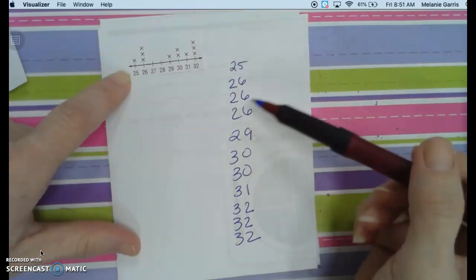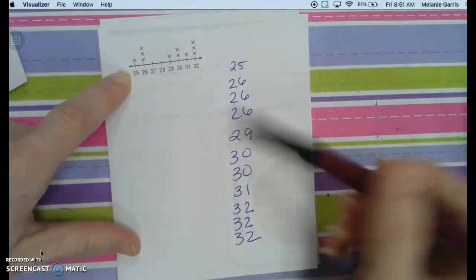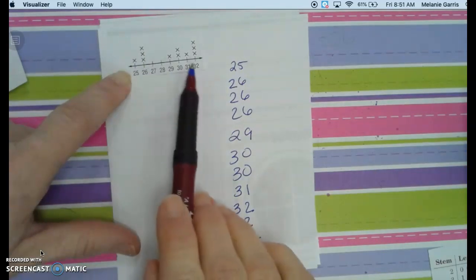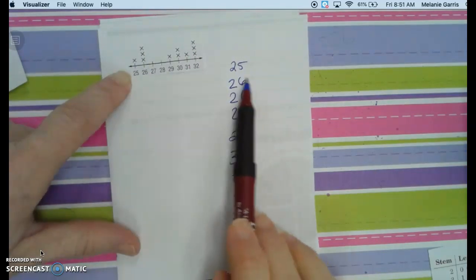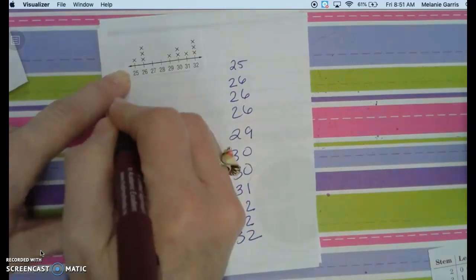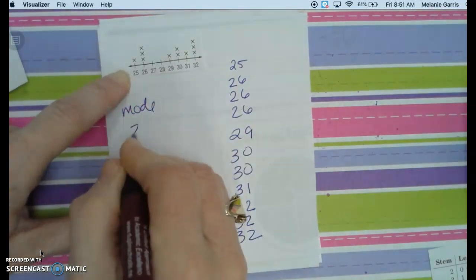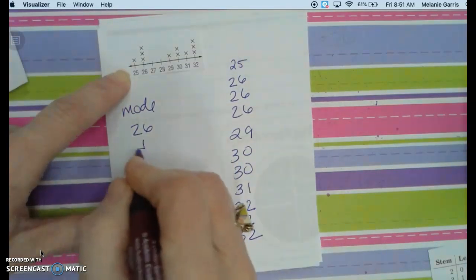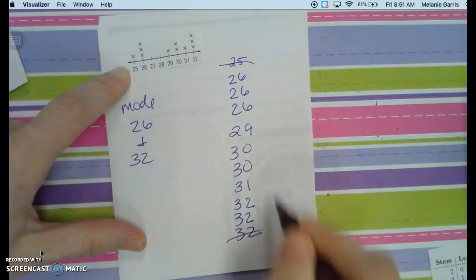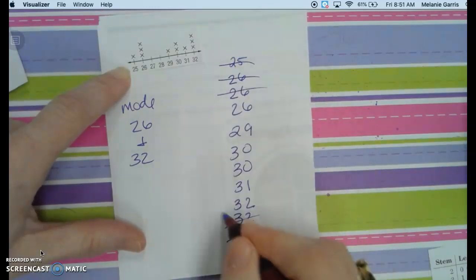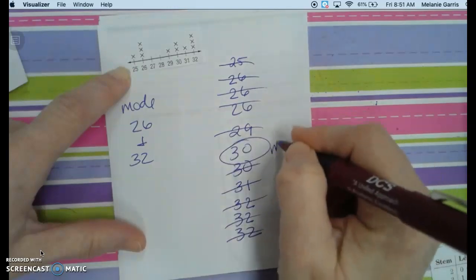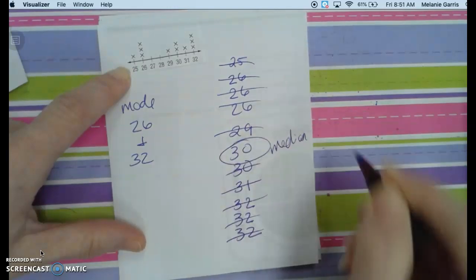The mode, you could look here for the mode, or you could look here. It's easy to see you've got three 26s and three 32s. Or you could look here just like you did yesterday. So the mode would be 26 and 32. Okay? And then if you did the median, we would do top, bottom, top, bottom, top, bottom. Remember, it's the number that's in the middle. I just keep doing top, bottom. So then you would have a median of 30.